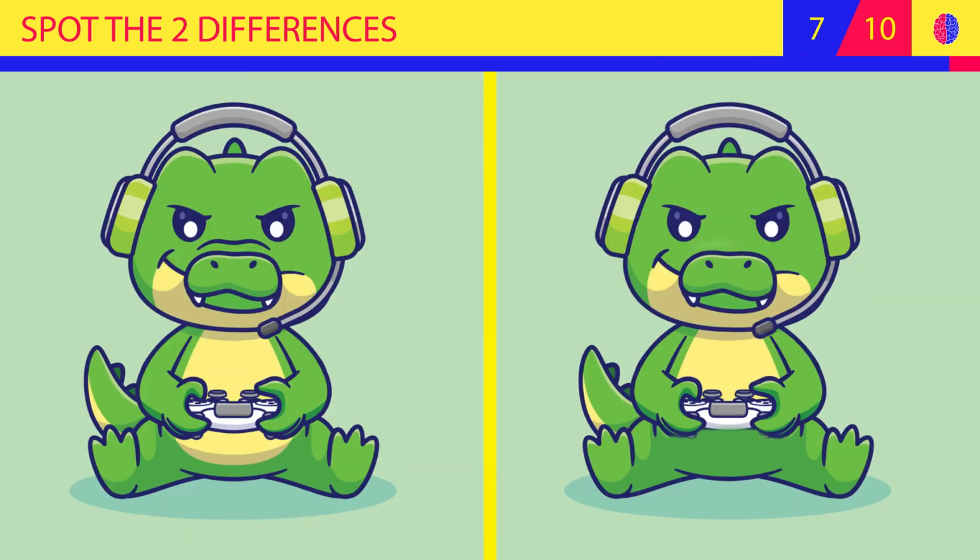Picture number 7. Did you find the differences already? I think I see one.